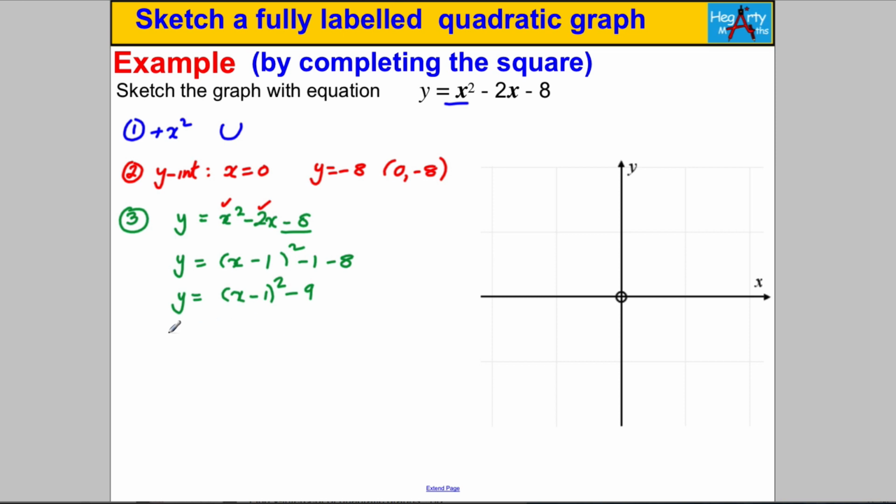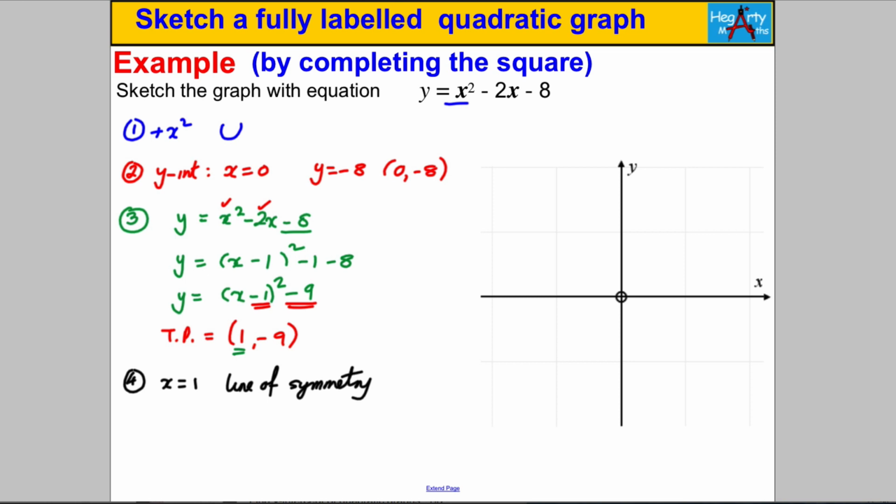Now, we know for free that the turning point is therefore at the opposite sign to this number here, so it'll be at 1, and it will be at that very number there, -9. So we've got now our turning point. And because we know our turning point, we know the line of symmetry lies on the line x is 1. We know that for sure because of how these graphs go. So x is 1 must be the line of symmetry.